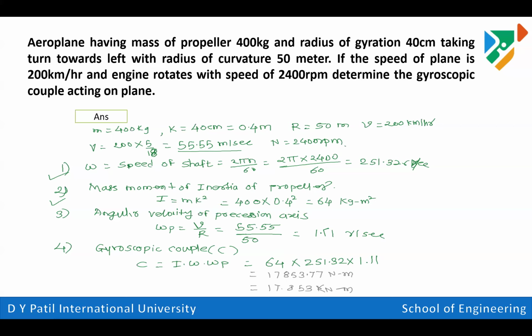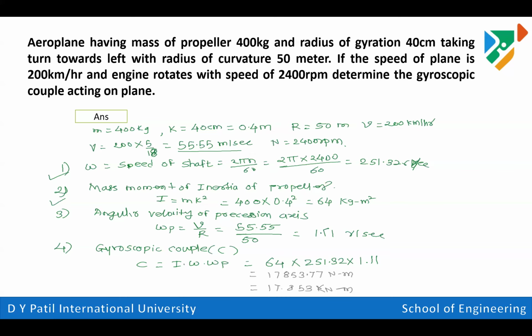Then velocity will be 200 km per hour, that is 55.5 meter per second. Then we can calculate omega = 2πN/60 = 251.32 radian per second. I value is mk², that is 64 kg meter square. Mass is 400, k is 0.4 square. Angular velocity of precession is available as v by r, that is 55.55 meter per second upon radius 50.